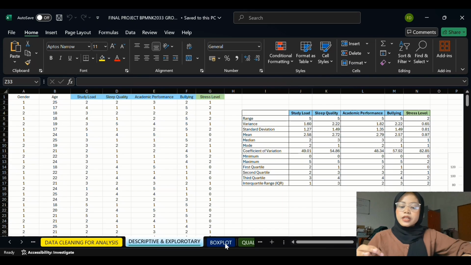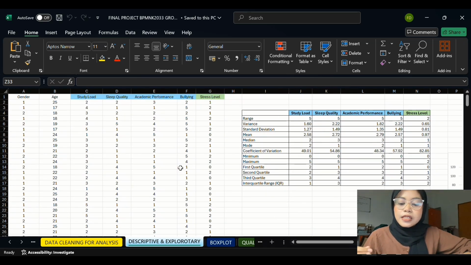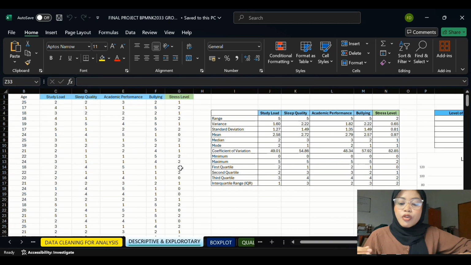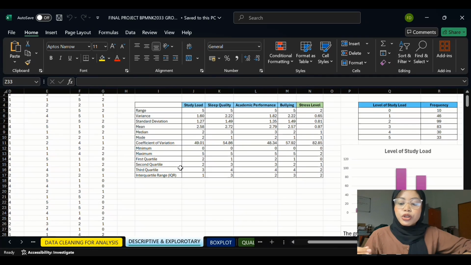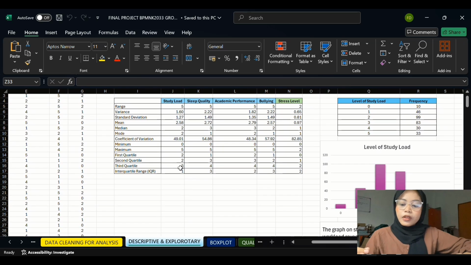The next section is descriptive and exploratory analysis. With the clean data set, we conducted descriptive and exploratory analysis to uncover meaningful insights. So here are some highlights. First are the stress level distributions. Over 60% of individuals reported moderate to high stress levels, highlighting the widespread nature of stress in our target group.